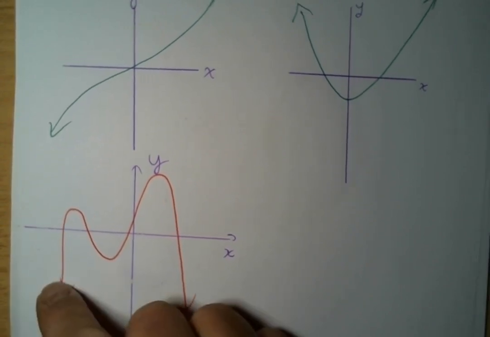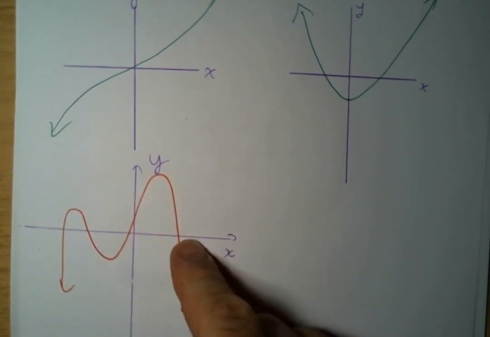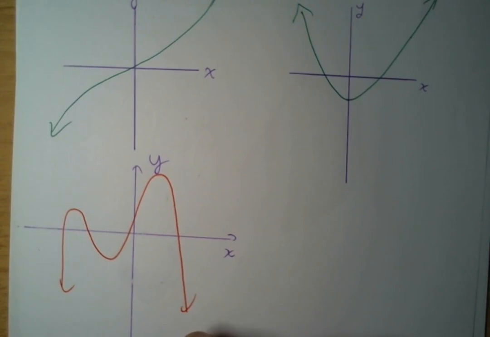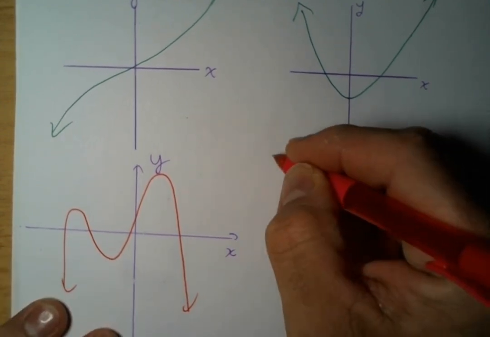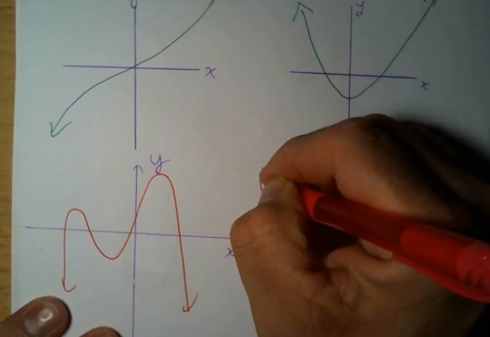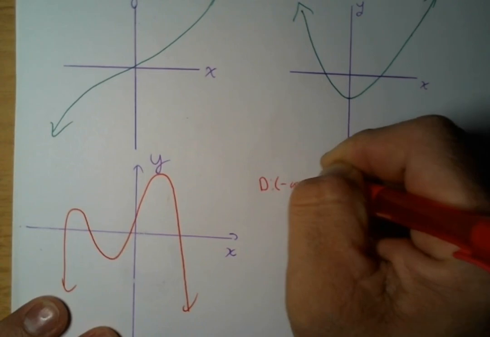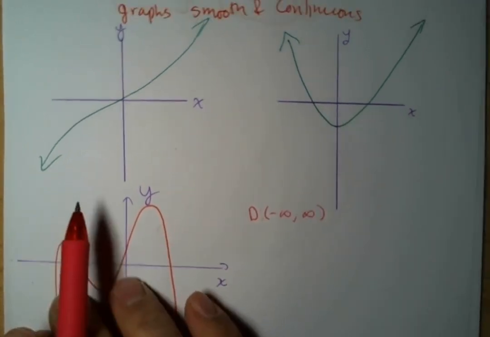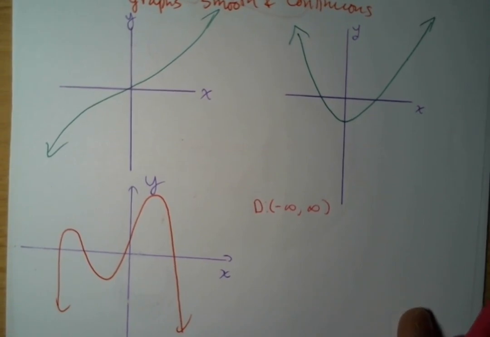By smooth and continuous, we mean we can draw the graph without having to pick up our pen or pencil. Now, one thing that we notice of all of these graphs, the three that I have in front of me, and this will hold for any polynomial, is that the domain for any polynomial is all real numbers, regardless of the polynomial.